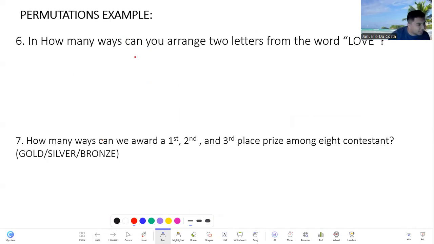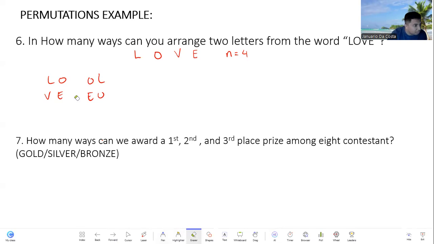Love has the letters L, O, V, and E. So you have 4 letters, okay? That means you have a total of n equals 4. And you want to arrange 2 letters from the word love. You want to arrange 2 letters. So you can take LO, and OL is not the same. So is this a permutation problem or is this a combination problem?